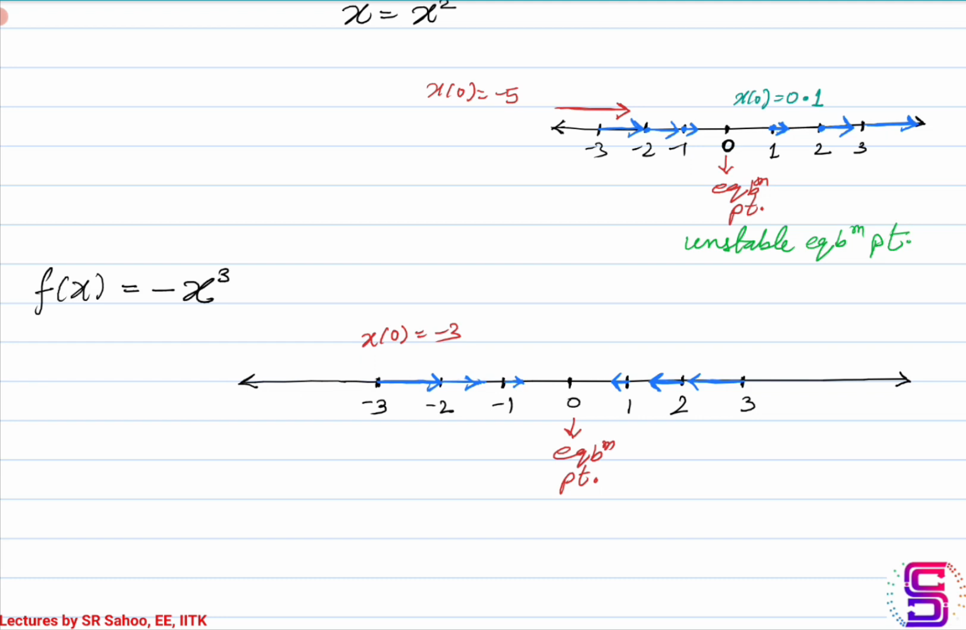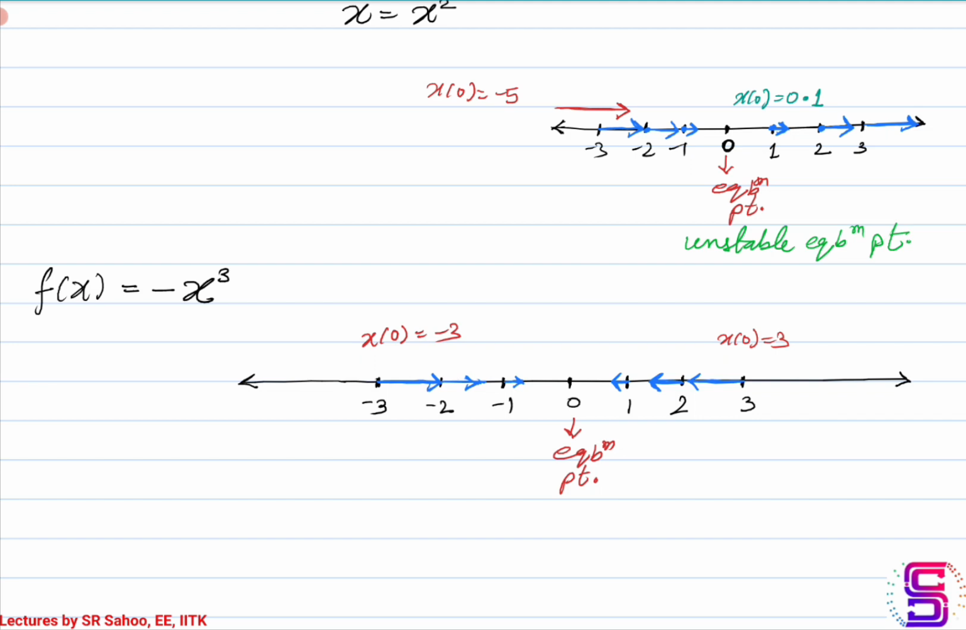Okay, now observe for points on the right side of 0. Let's say that here you start at x of 0 equal to 3. You will observe a similar thing happening as for x of 0 equal to -3 as the initial condition, except that everything is now reversed in terms of the evolution. Here, at 3, x dot is -27, so the value of x decreases and it will reach 2, and once it reaches 2, x dot is -4, so it will further decrease and reach 1, and at 1 the value is -1, so it further decreases. So this is what happens.